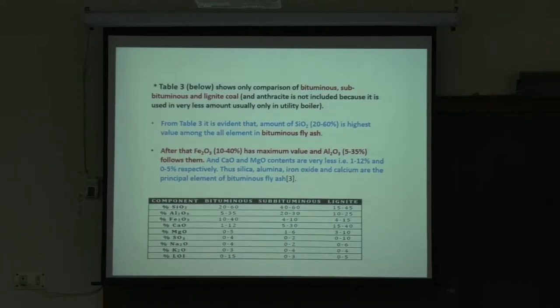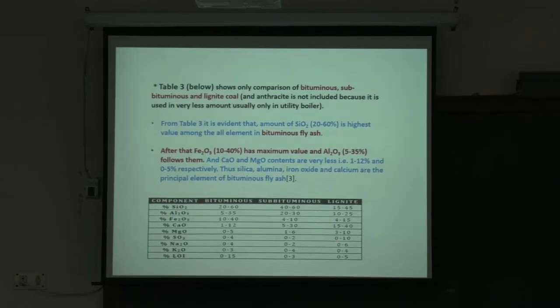And from here we can see that the amount of silica, 20 to 60%, is the highest value among all the elements in bituminous fly ash. So silica, 20 to 60, 40 to 60, yes? This is bituminous, this is subbituminous, this is lignite. Yes, actually, it looks like it's similar in both, 20 to 60 and 40 to 60. Okay, that's a good point. And thanks for picking it up. All right?